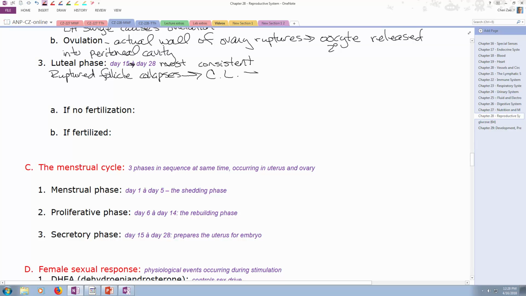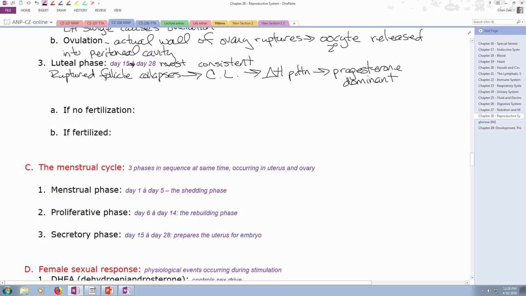The CL then changes hormone production and becomes progesterone, I'm going to spell it out, progesterone dominant. And you can see that from the graph or the chart from up above. So after ovulation, progesterone levels rise to a peak. Estrogen levels rise too, but the dominant hormone now being produced is progesterone.